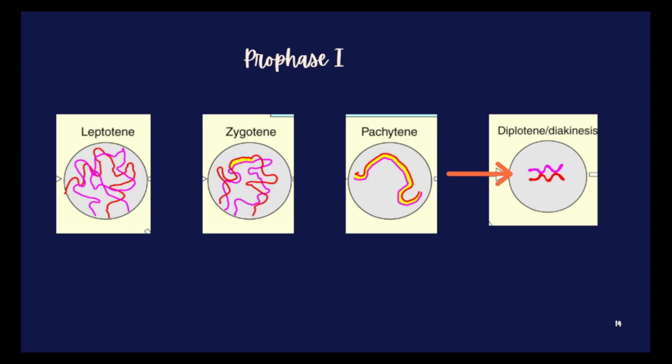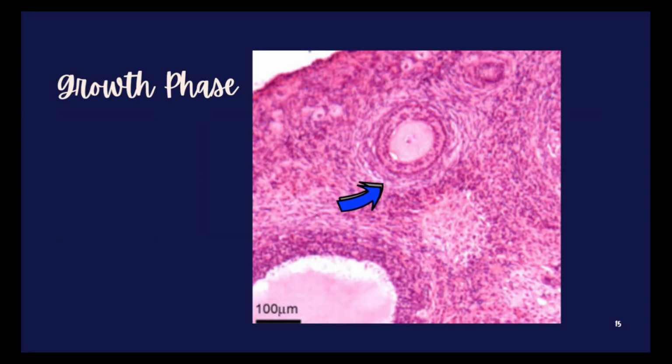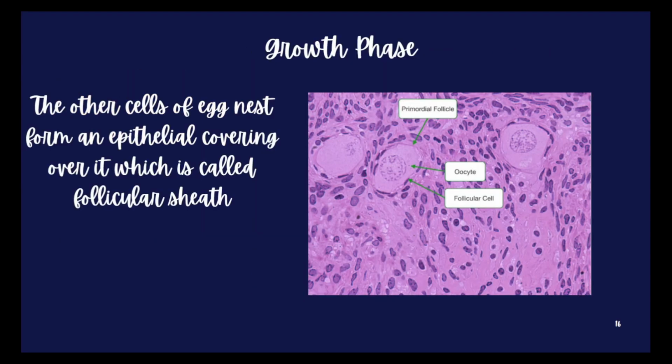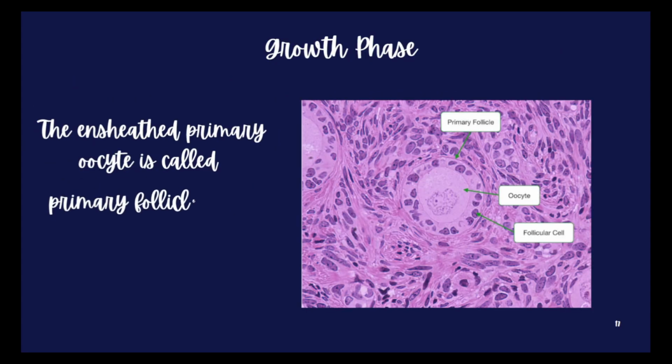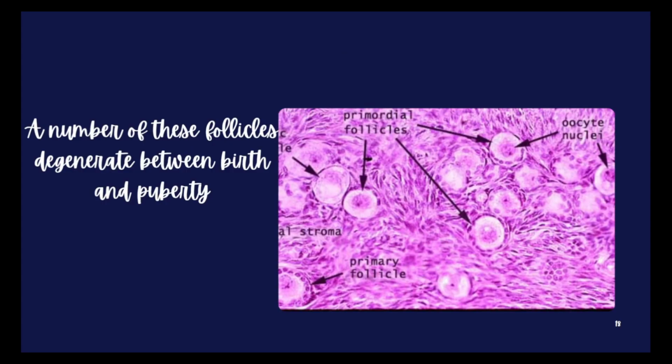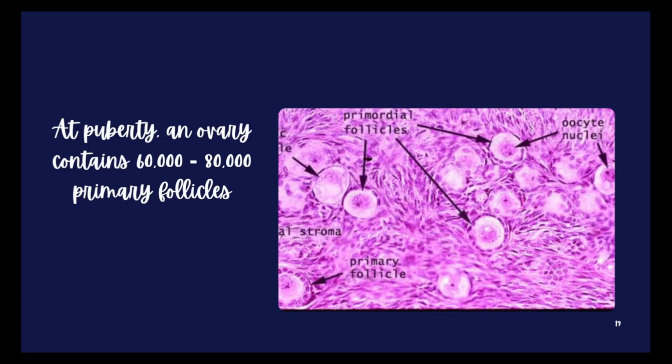Now, the primary oocyte undergoes the growth phase. Few cells of the germinal epithelium cover it to form the follicular sheath. The sheathed primary oocyte is now called primary follicle. About 2 million of these follicles exist in females even before birth. A large number of these follicles degenerate during the phase from birth to puberty. Therefore, at puberty, only 60,000 to 80,000 primary follicles are left in the ovary.